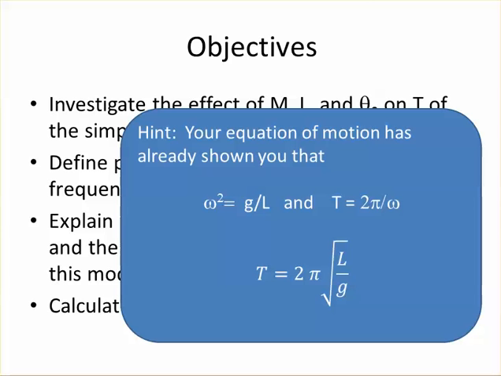We've already shown you that the angular speed squared is equal to the gravitational constant divided by the length of the string, and the period is equal to 2 pi over the angular speed. With a little algebra, you can come up with an expression that involves the period, the length of the string, and the gravitational acceleration. Notice that if you have a stopwatch, you have access to the period. If you have access to a ruler, you have access to the length of the string. The only unknown left, then, is the gravitational acceleration.